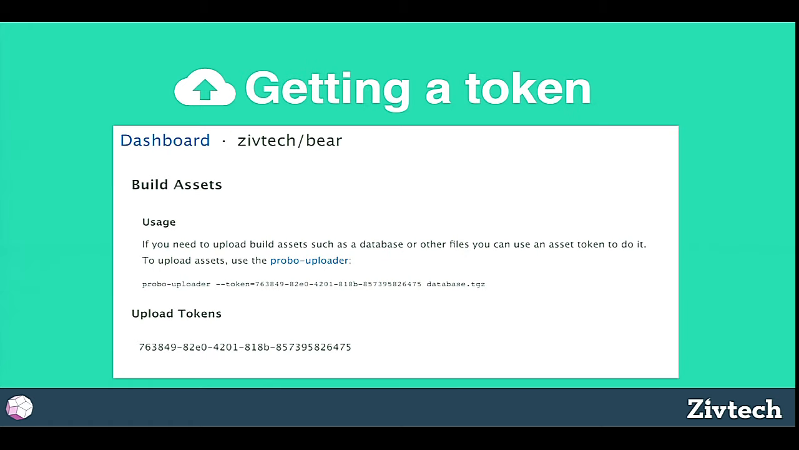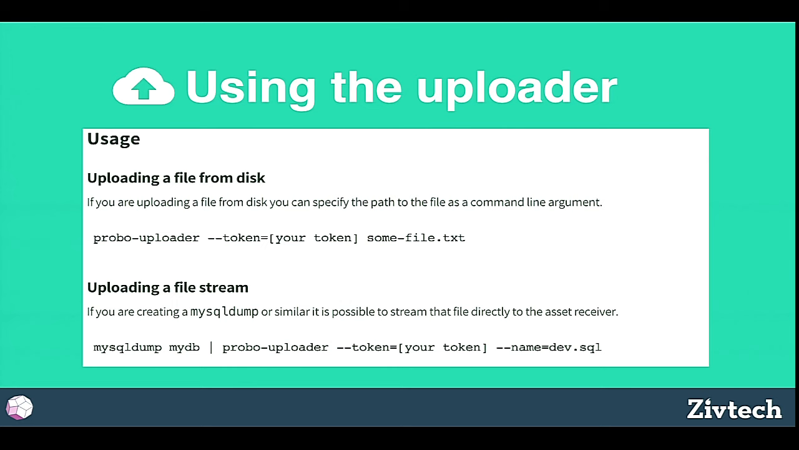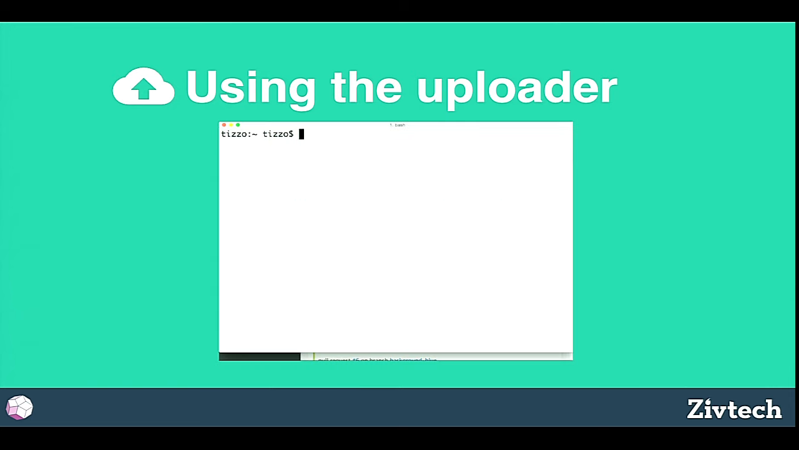So in the Probo UI, which I'm going to show in a second, you can get a token. We generate one for you. So there's an example of a token, and up here is an example of how you could use our Probo uploader little CLI client. You just copy that token, and then you can pass it like this to our Probo uploader, and you can upload either a stream of data or a file you had on disk. And so using that is pretty simple.